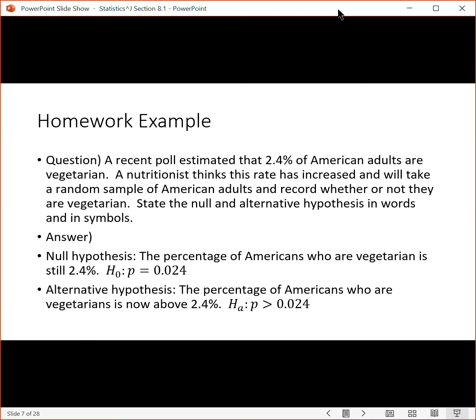All right, so the null hypothesis is the status quo, that the percentage has not changed. So we would say that the percentage of Americans who are vegetarian is still 2.4%. It's written there, H naught: p equals 0.024. The alternative hypothesis is that the nutritionist is correct. The percentage of Americans who are vegetarian is greater than 2.4%, and it's written there, HA: p is greater than 0.024.